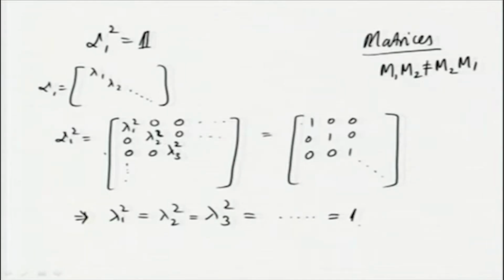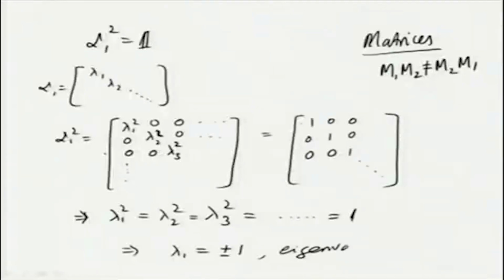This 1 is actually just the number 1, not any matrix. And that then tells you that the eigenvalues lambda 1, lambda 2, lambda 3, etc. of alpha 1 are either plus 1 or minus 1. So, the eigenvalues can be either plus 1 or minus 1, nothing else. It cannot be 0, and it cannot be any other number; it can be either plus or minus 1. That is one consequence.